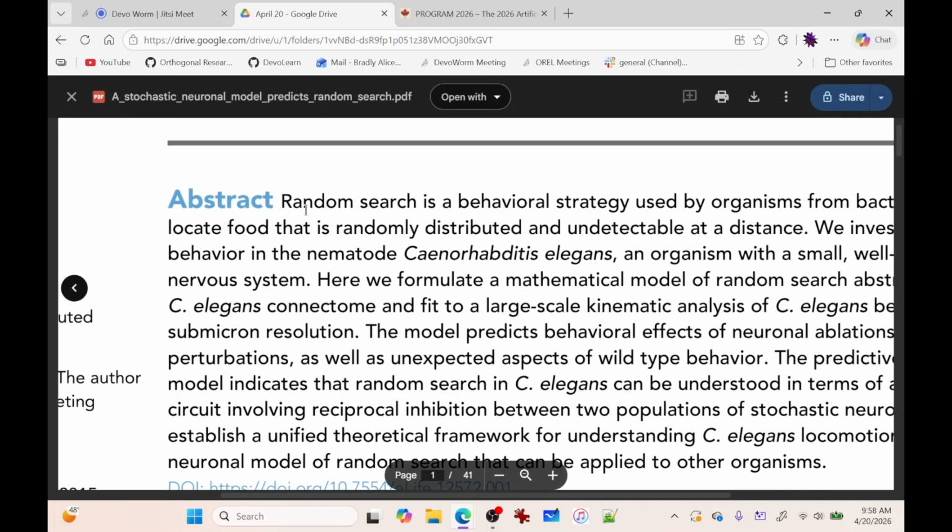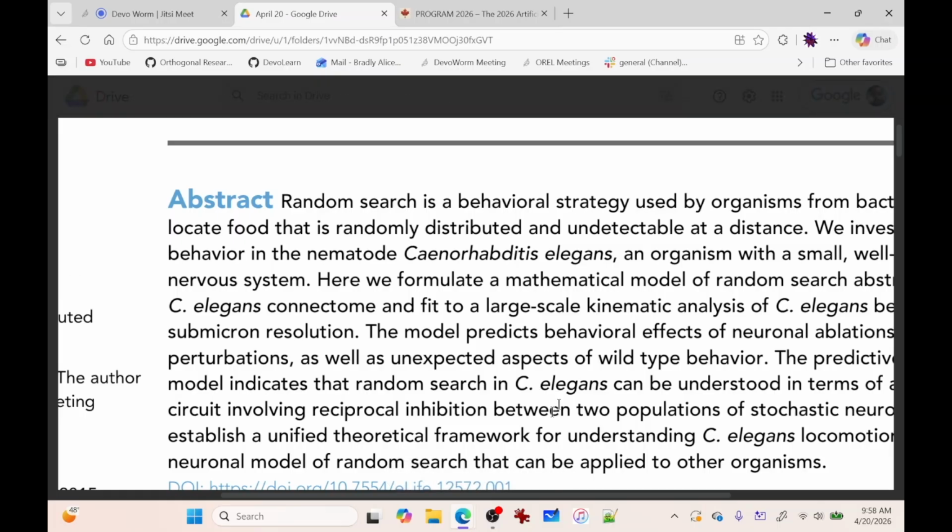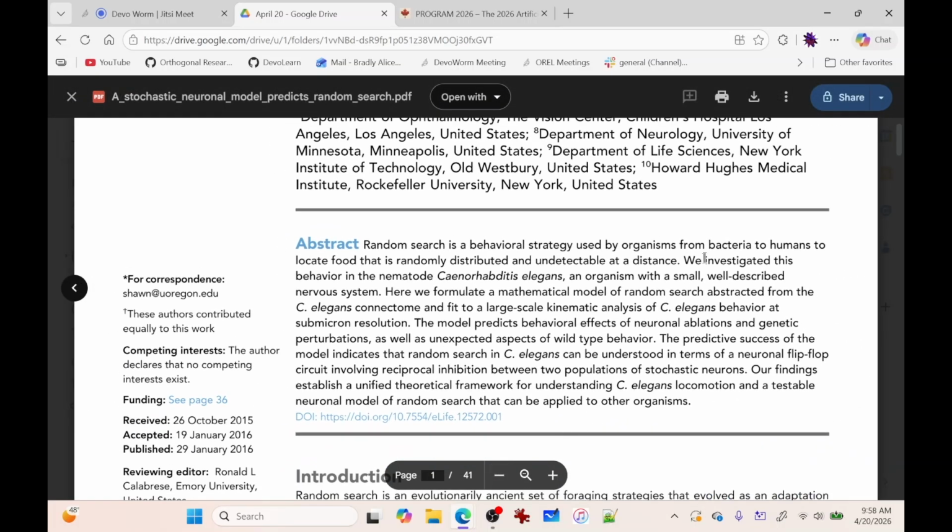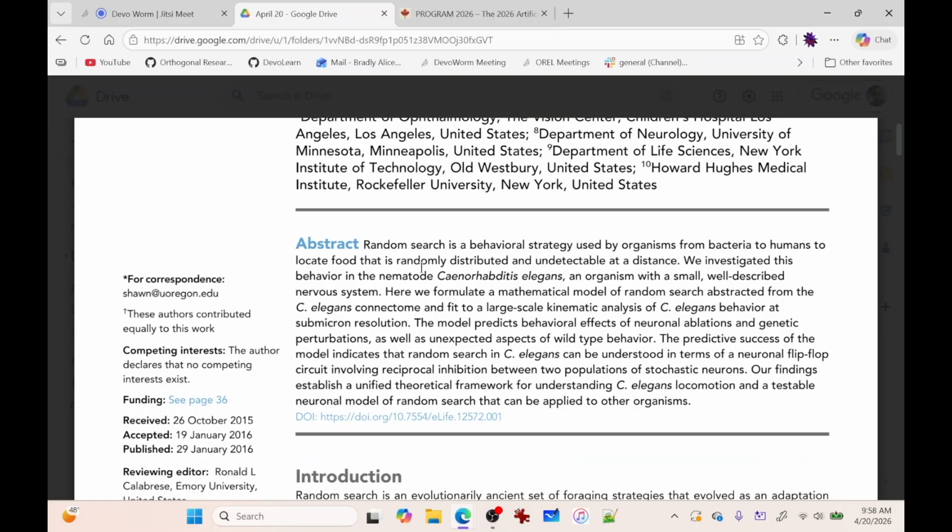And so the abstract reads, random search is a behavioral strategy used by organisms, from bacteria to humans, to locate food that is randomly distributed and undetectable at a distance. We investigated this behavior in the nematode C. elegans, an organism with a small, well-described nervous system. Here we formulate a mathematical model of random search. So this is where they're searching for food and moving towards the food, but you actually have this spatiotemporal model that is external to the worm anatomy, and it's describing its movement in space.